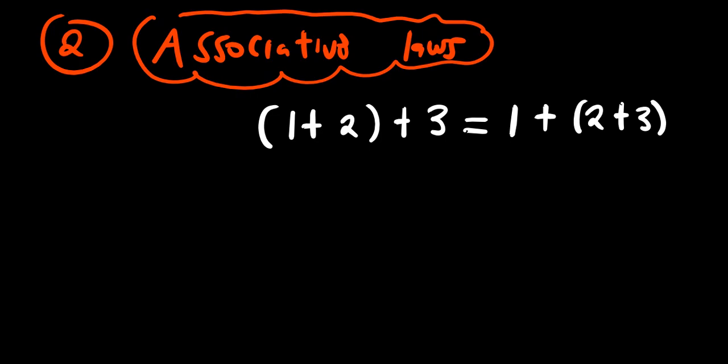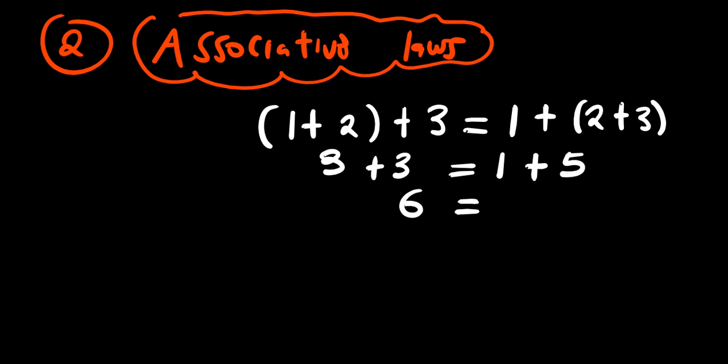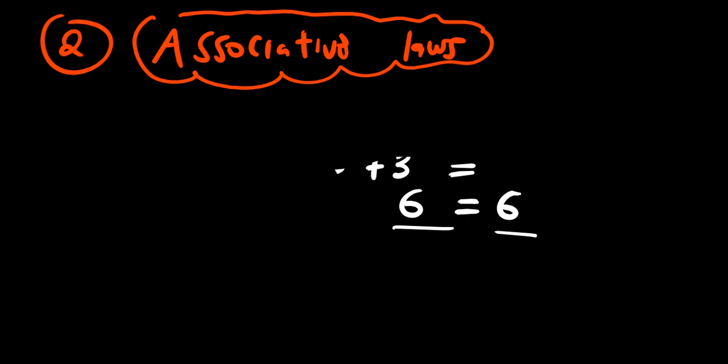Am I going to get the same answer? Let's try out. 1 plus 2, that is just a 3, right? Plus 3. Okay. On the other side, I've got 1 plus the bracket of 2 plus 3, that is a 5. Now let's add on both sides. On my left hand side, 3 plus 3, that is a 6, is equals to 1 plus 5 on the other side. On my right hand side is also a 6. Now we're able to see that both sides are giving us the same answer. So that is about the associative law.